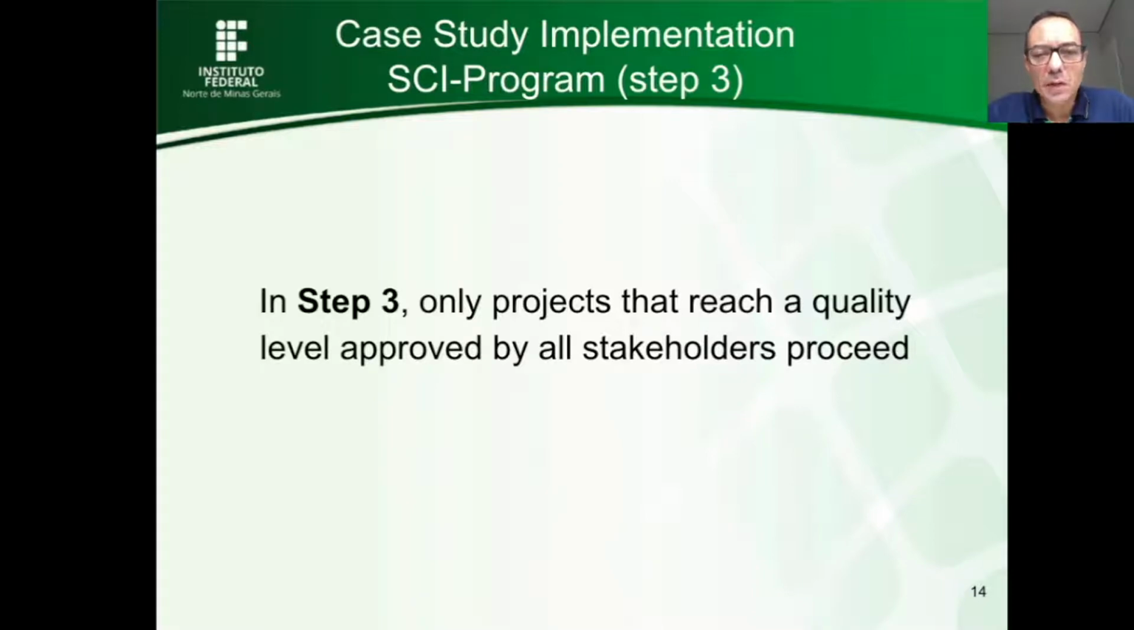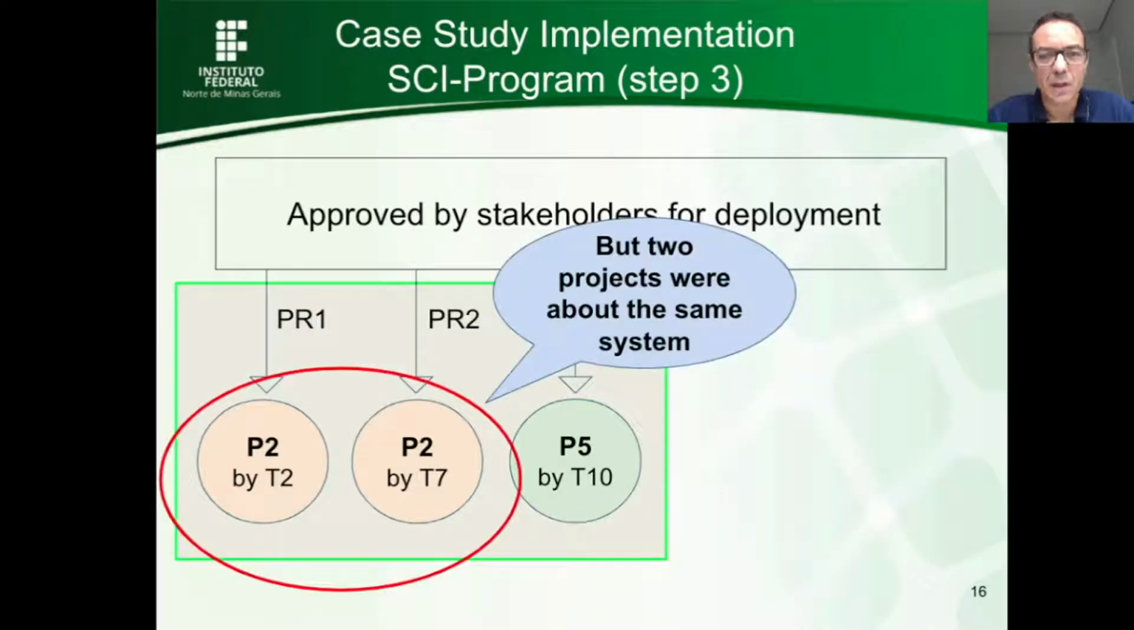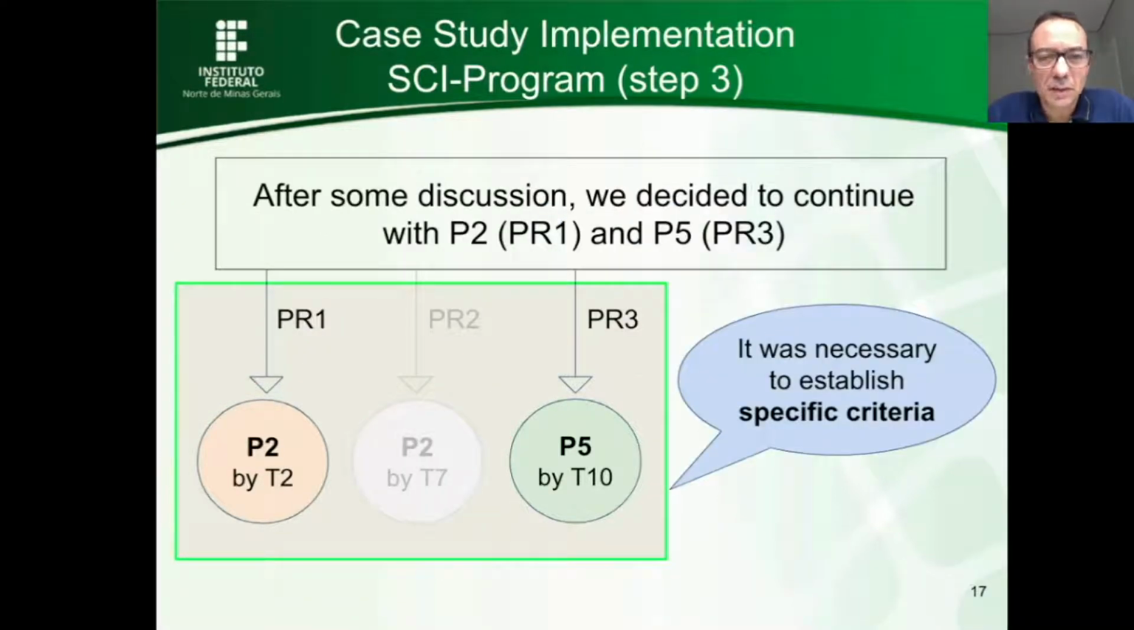In step 3, only projects that reach a quality level approved by all stakeholders proceed. So after discussing with the stakeholders, these were the projects selected for deployment: the two implementations for P2 and the implementation for the project P5. But we had this situation, two implementations for the same system, the same sector, and we could deploy only one. So after some discussion, we decided to continue with these two implementations. It was a tough decision. It was necessary to establish specific criteria to select.